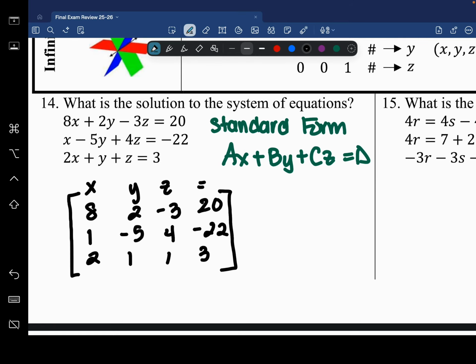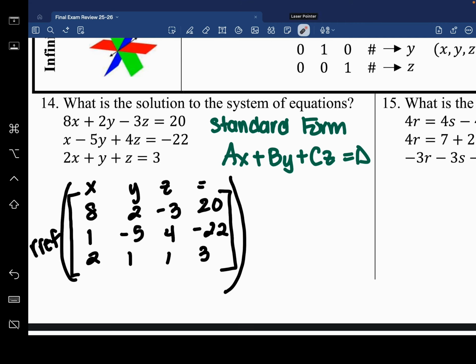Now for the calculator to solve this for us, we need a reduced row echelon form and then parentheses around that to tell the calculator to solve it. What that's going to do is that's going to put ones in the diagonal for 1x, 1y, 1z, and it's going to put zeros everywhere else that you don't have a 1. That way it gives you just the value for x, just the value for y, just the value for z with no extra information.